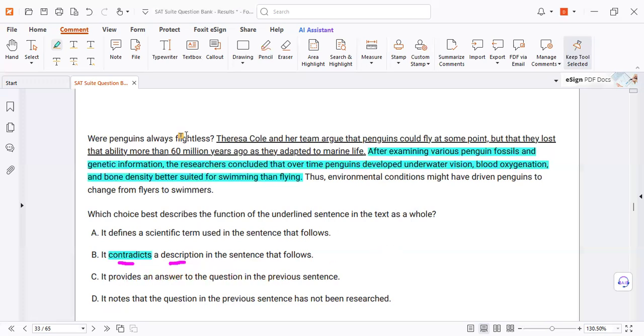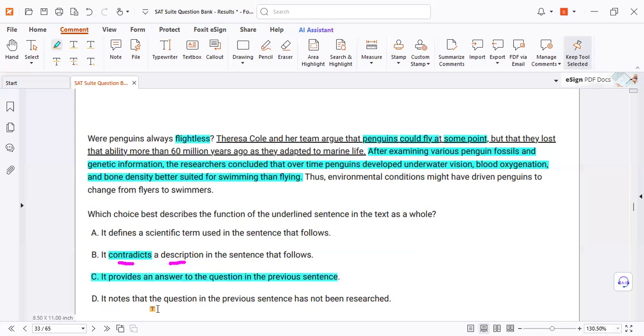In the preface, of course, we have a question: where were penguins always flightless? A question, and then the writer is going to answer. So the writer gives an answer to help the reader understand. He said here, yes, penguins could fly at some point. But so we explain the preface question. So it's letter C.